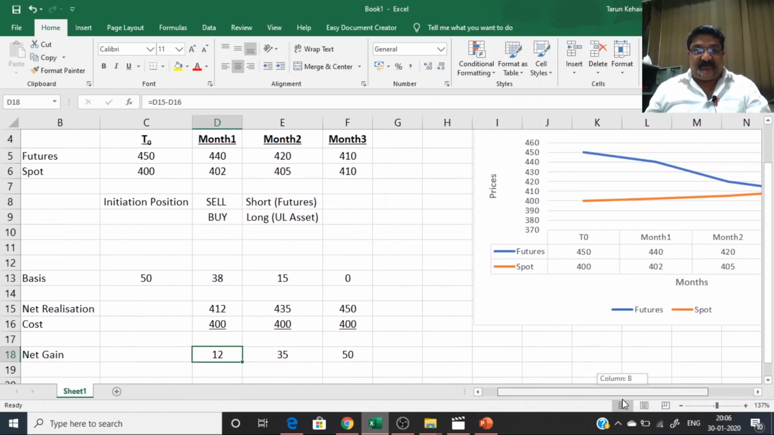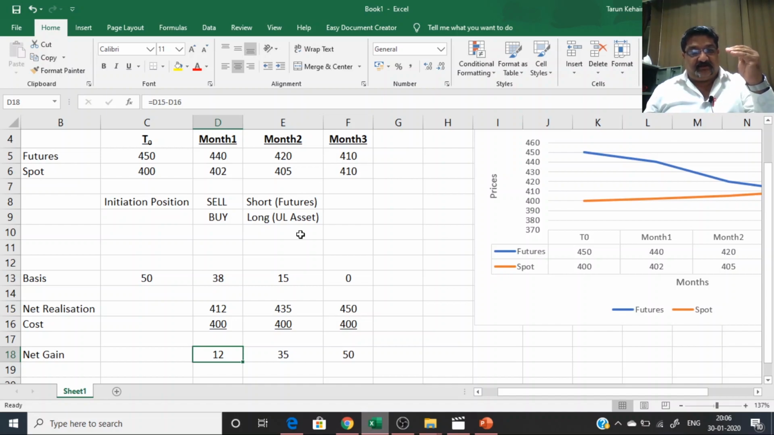So this, my dear friends, was just a quick example of what is basis. Basis is nothing but your futures price minus the spot price. What is the net gain on any basis contract? And most importantly, how is the net gain computed by two different methods, which I told you, and how to link that with the graph and arrive at the same figures from two different perspectives? So this was the learning that you had in this particular video.